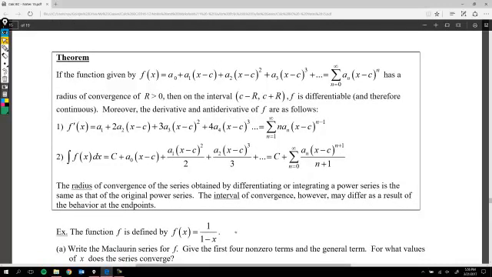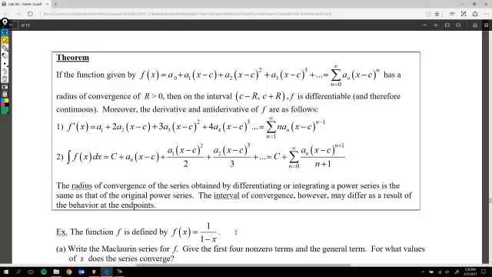Okay, so we're given a theorem here, and this theorem talks about the derivative and the integral of a given power series. The cool thing is that your radius of convergence will not change. The interval might. Your endpoints may or may not converge regardless of what the original function does. But the radius will not change, and obviously where it's centered will not change either. So you'll be working with the same numbers, which makes things a lot easier.